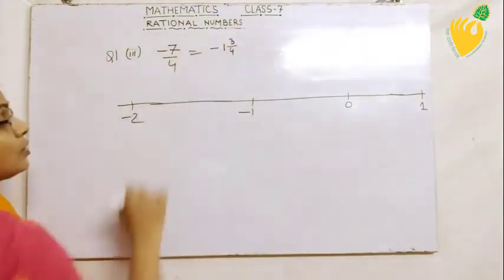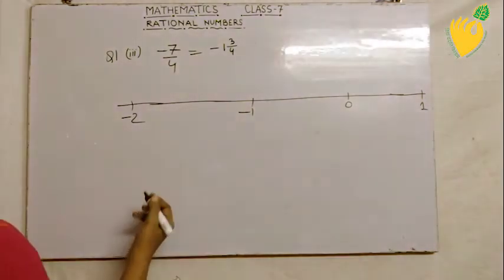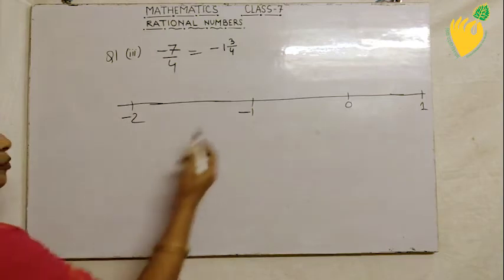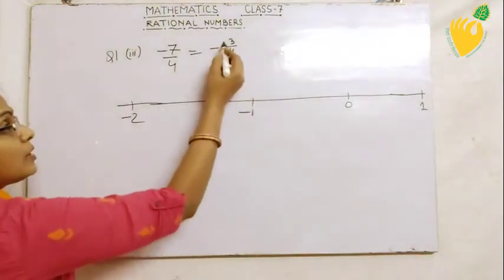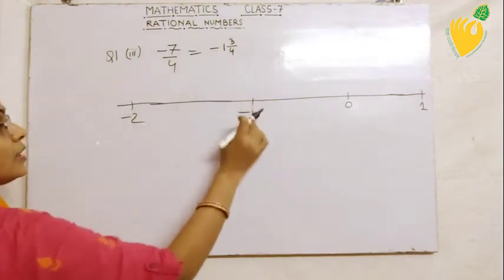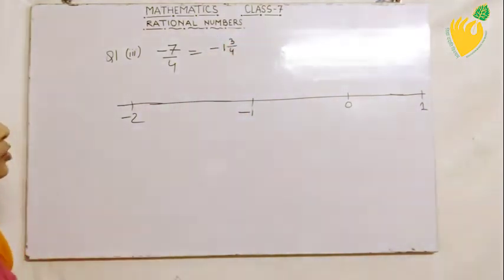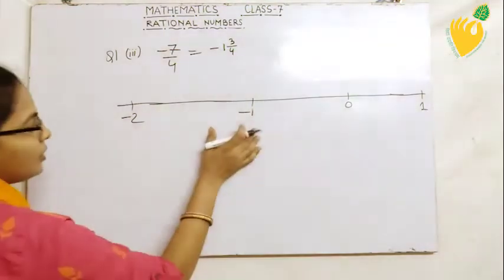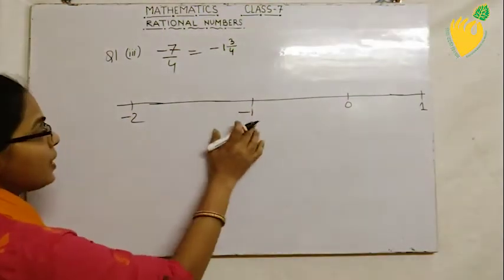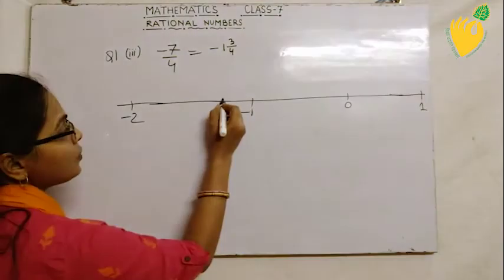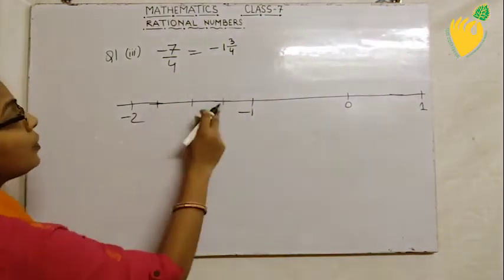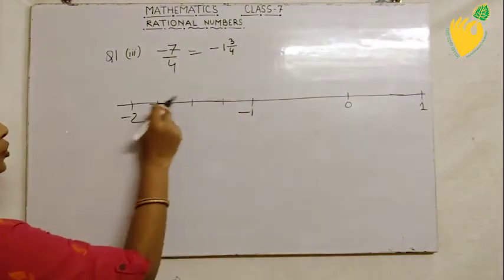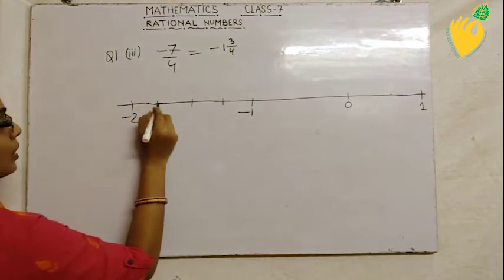So students, now focus on 3 upon 4. Where is it? It is between minus 1 and minus 2. We have already reached here because minus 1 is here, and now the next number is 3 upon 4. So we have to divide the distance between minus 1 and minus 2 into 4 parts. If we draw 3 lines between them, it will automatically be divided into 4 parts: 1, 2, 3, 4.